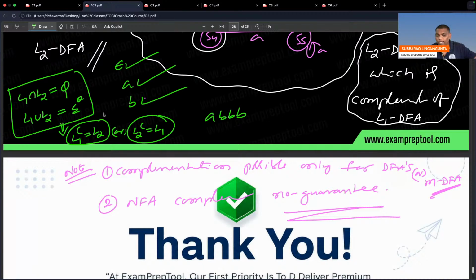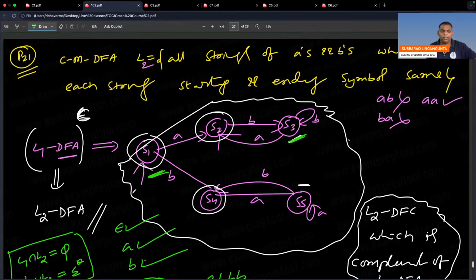For NFA, no guarantee. Suppose L1 is an NFA language, and you did the complementation and got L2. I cannot say the intersection is phi, because for NFA complementation there is no guarantee. After doing intersection, you may not get phi. After doing union, you may not get sigma star. NFA means non-deterministic behavior, so no guarantee. I think people got it.